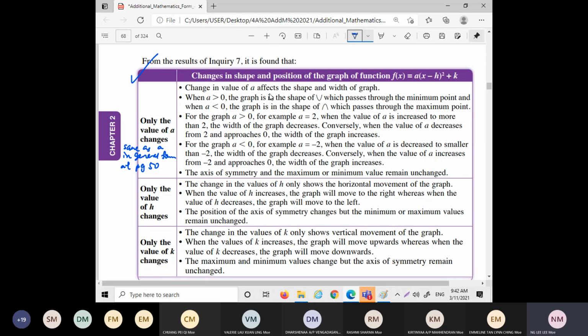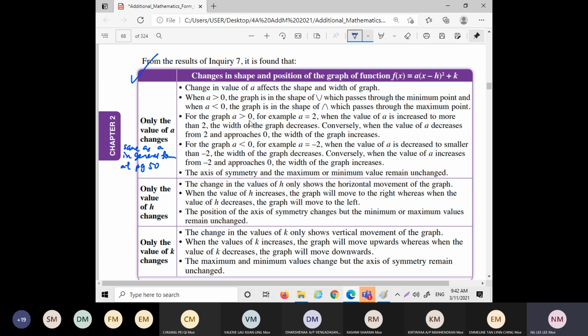Change in the value of A affects the shape and the width of the graph. You still remember? In general form it is the same thing. When A is positive, it is a U shape or smiling face, passing through a minimum point. Negative is then an N shape, or the sad face, passing through a maximum point.